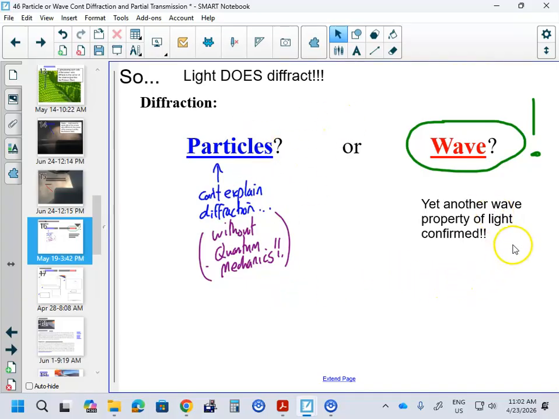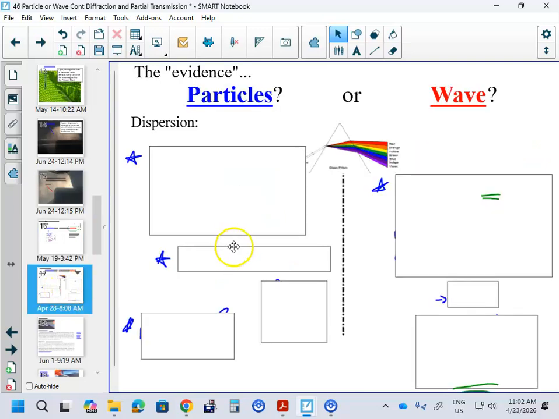So a bit of a twist coming later on that. But for now, we'd be like, yeah, wave property all day long right there, right? Until you learn more. Okay.